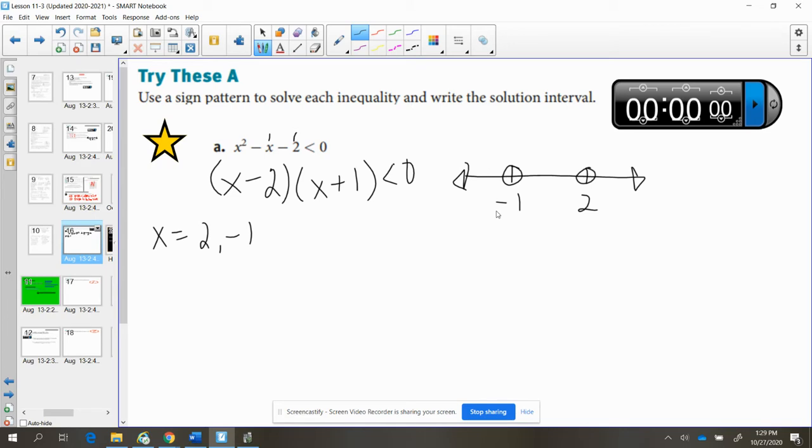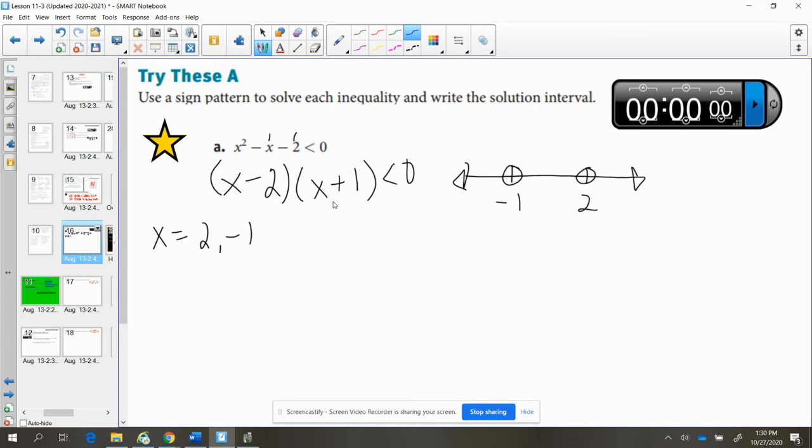And now we have 3 different intervals we want to test to see whether the answers would be positive or negative. So I'm going to start by choosing a number less than -1. So I like to just choose a number like -1 million, because officially that's less than -1. And if I plugged -1 million in here, it would be a negative value. And if I plugged -1 million in here, that would also be a negative value.